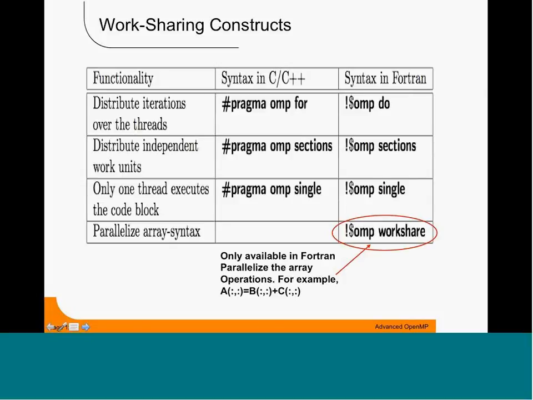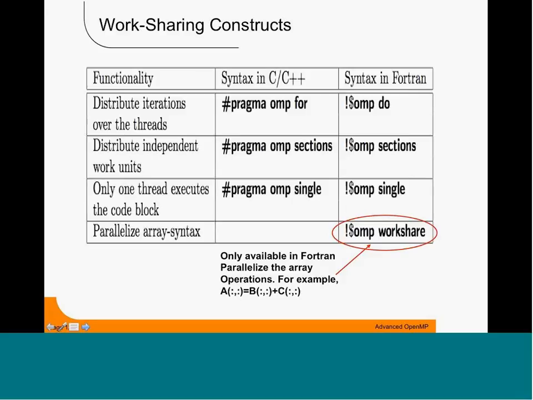And the work sharing constructs in C++ and Fortran. In C++, for distributing iterations over the threads, you have pragma omp for. In Fortran, you have OMP do. To distribute independent work units, which you can call task level parallelism, you can have multiple sections, and multiple threads can execute each section simultaneously. There you have pragma omp sections in C++, and OMP sections in Fortran. And if you need only one thread to execute a given piece of code, you have pragma omp single in C++ and OMP single in Fortran.